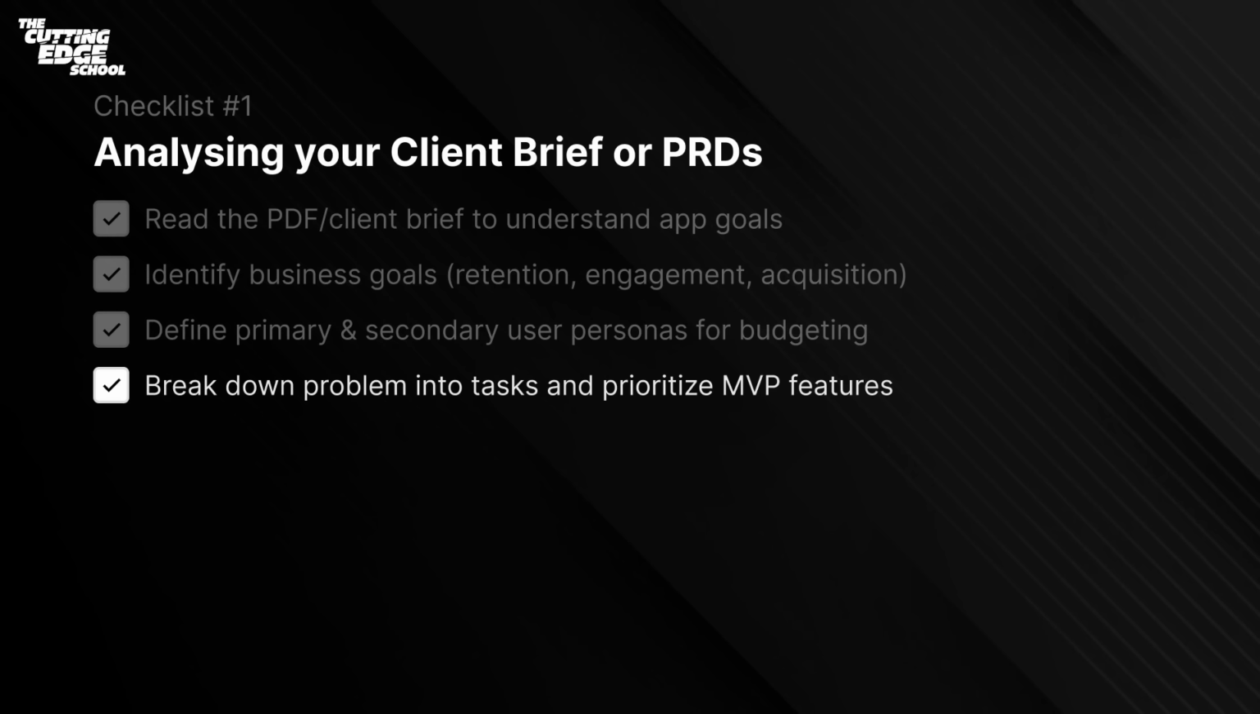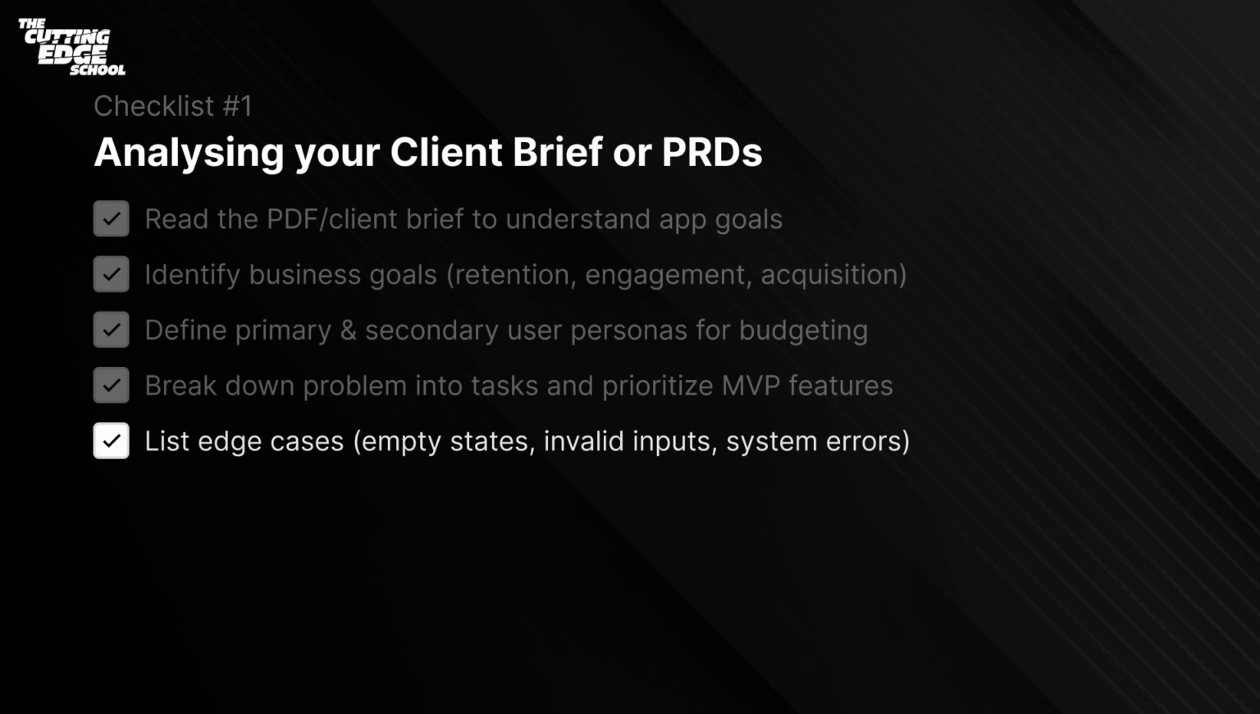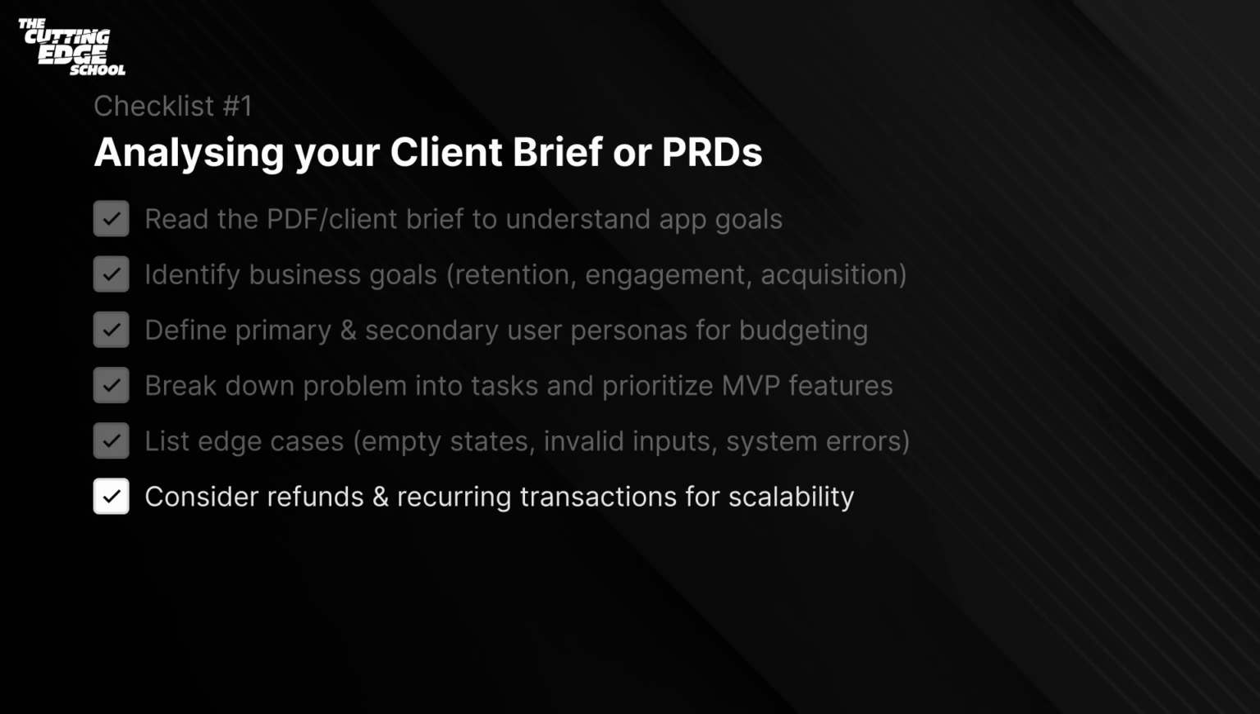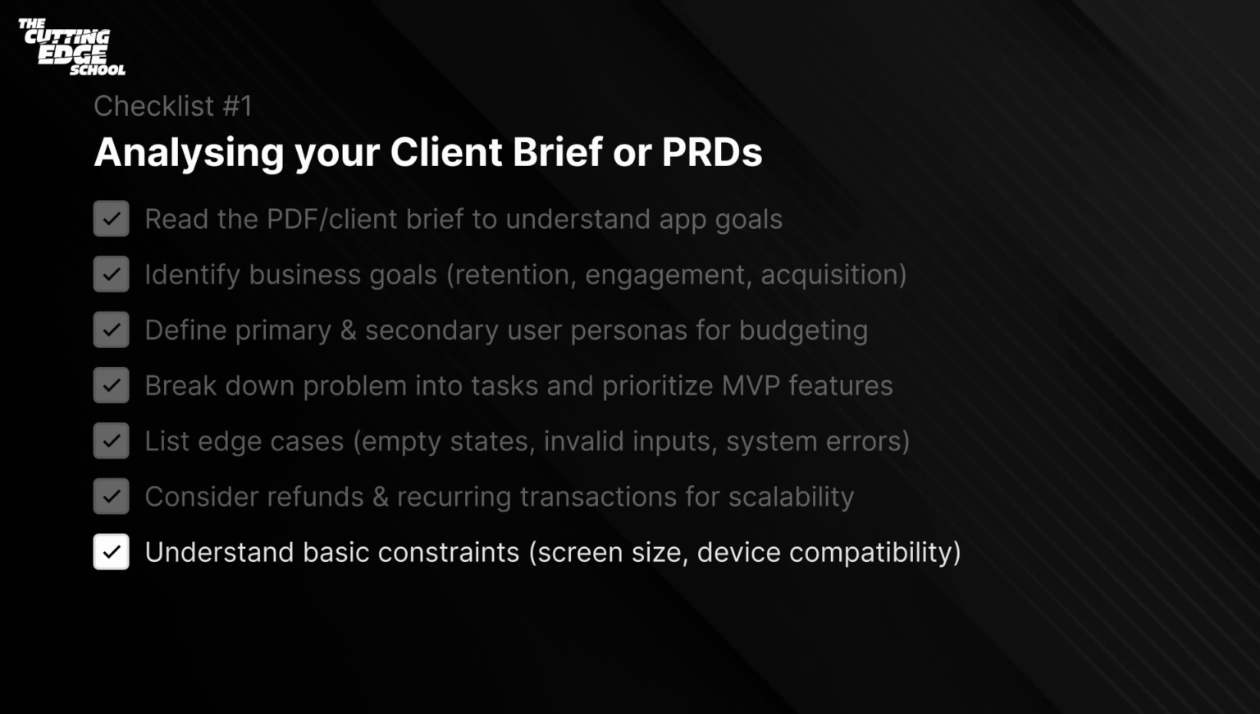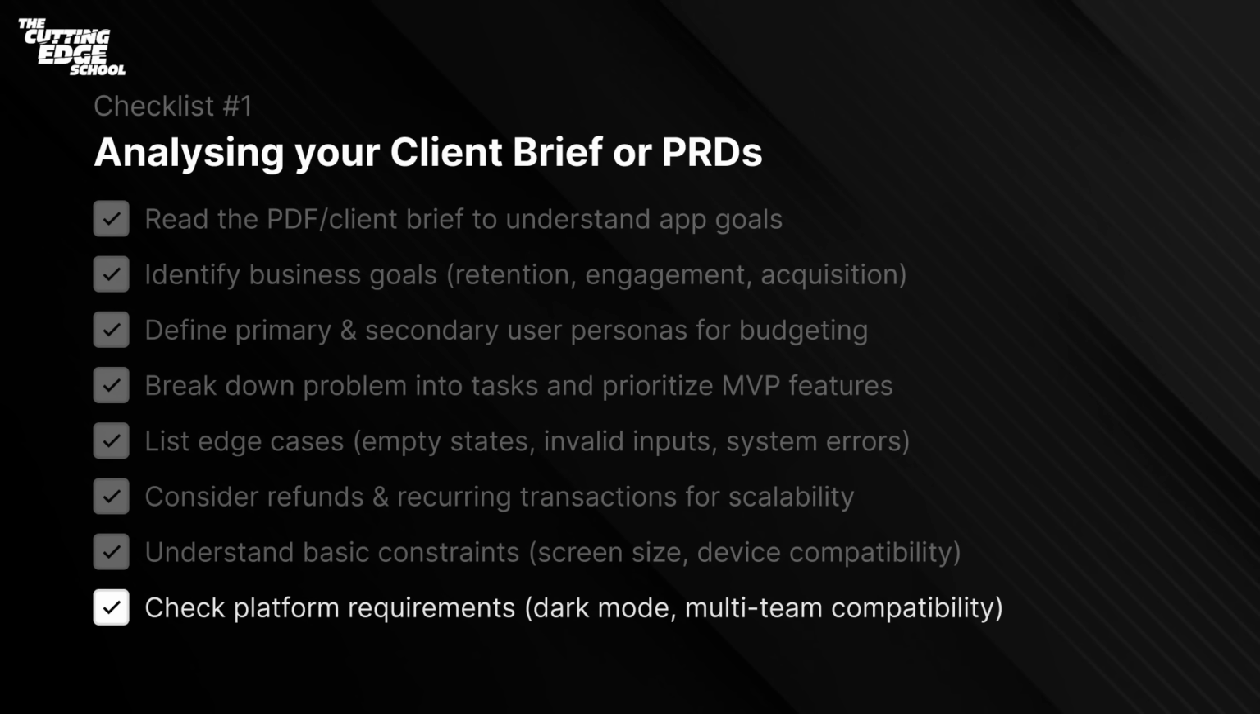When you make your components, make sure you use Mobbin and ChatGPT to list out all the potential edge cases such as empty states when no data is available, invalid inputs, or system errors. You also need to figure out all the refunds and recurring transactions because these kinds of nuanced transactions become very complicated as the app scales. You need to understand basic constraints such as screen sizes, how the interface would look when you go from an iPhone SE to an iPhone 16 Pro Max. You have to check the platform requirements like dark mode compatibility in case you're planning to scale this app into multiple themes. A lot of common mistakes that designers make include skipping over the business goal discussions and directly diving into UI, and ignoring edge cases that lead to incomplete user flows.